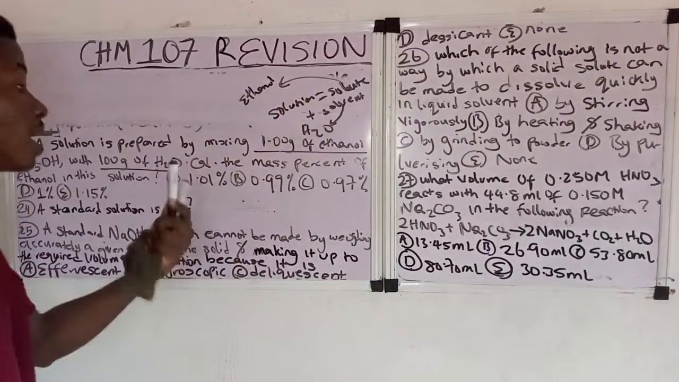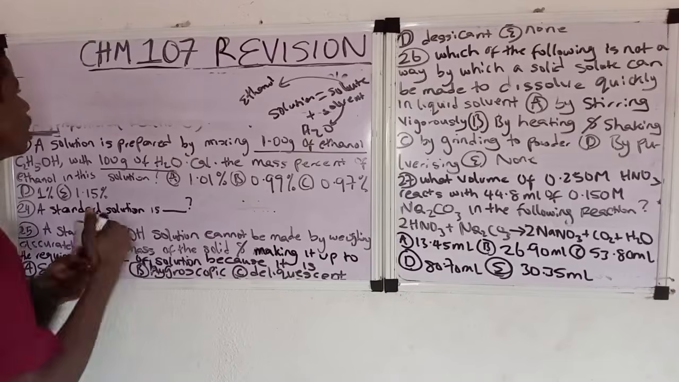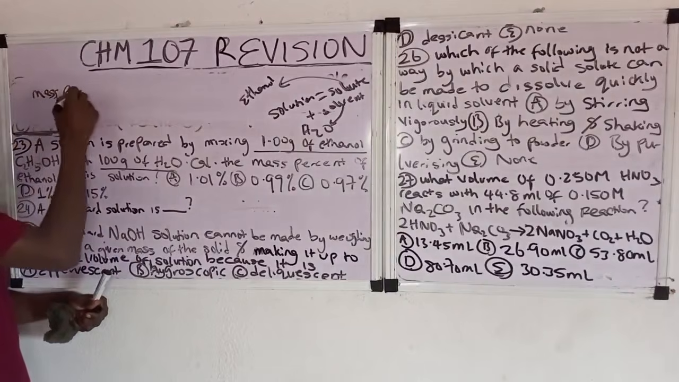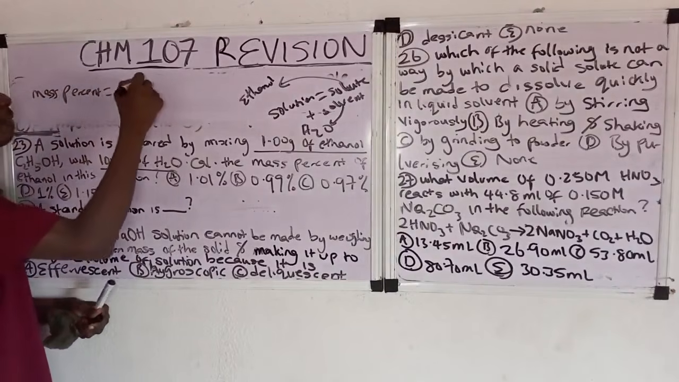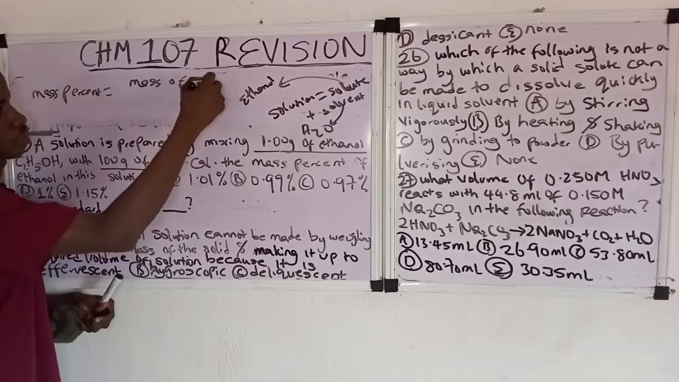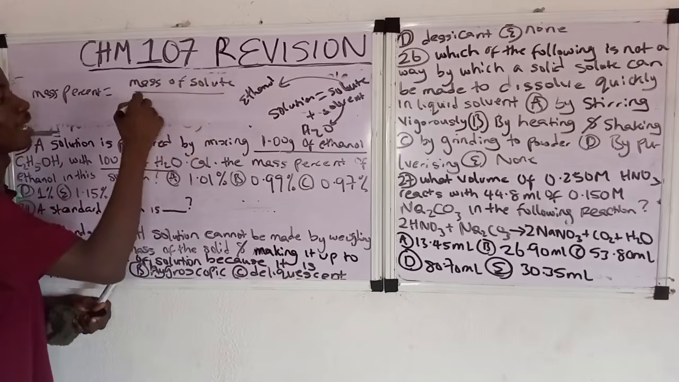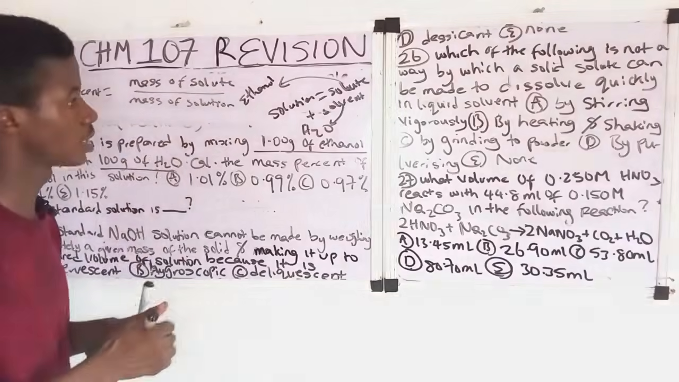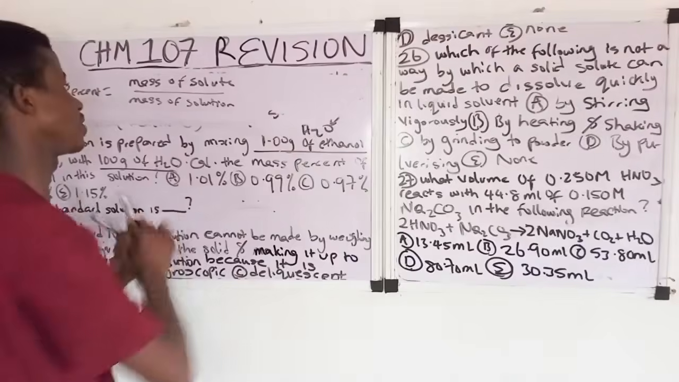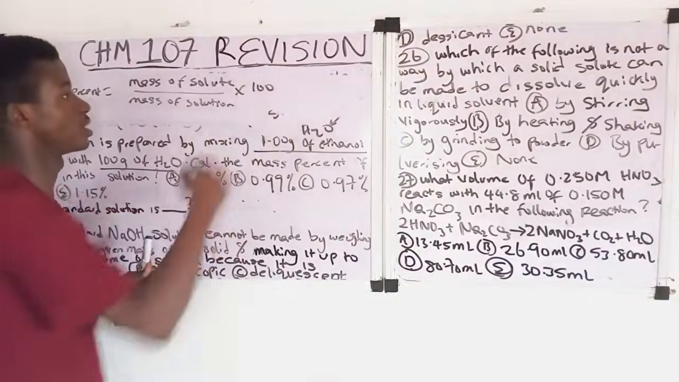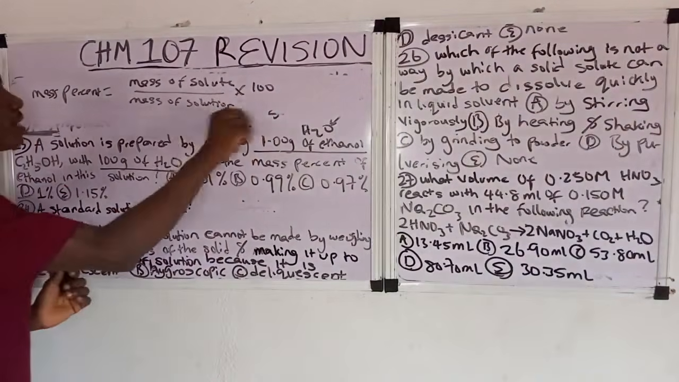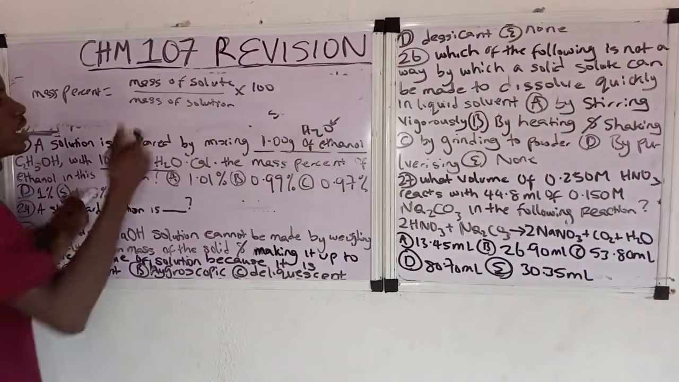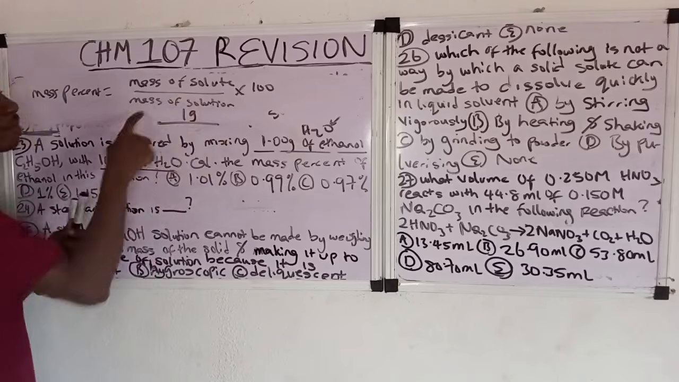They said calculate the mass percent of ethanol. It's very easy. Mass percent equals mass of solute divided by mass of solution, times 100. So what is the mass of the solute? The mass of ethanol, which is the solute, is just 1 gram. Then divided by the mass of the solution.